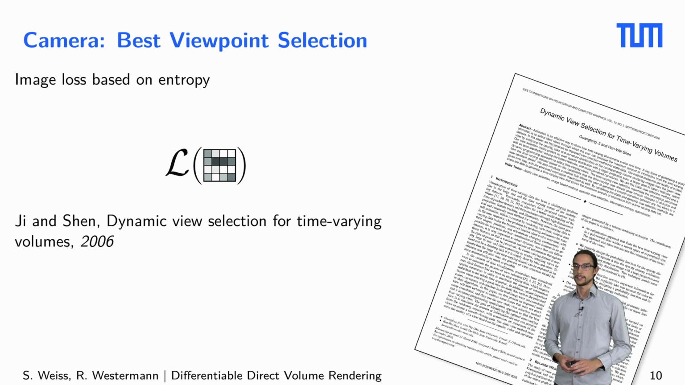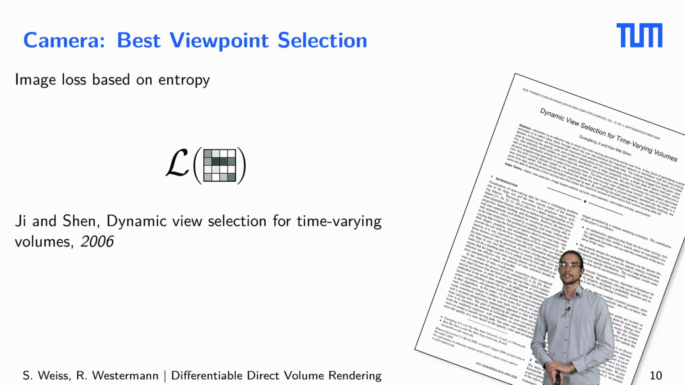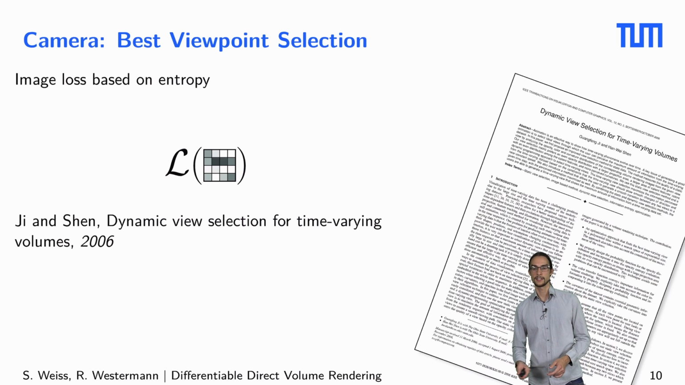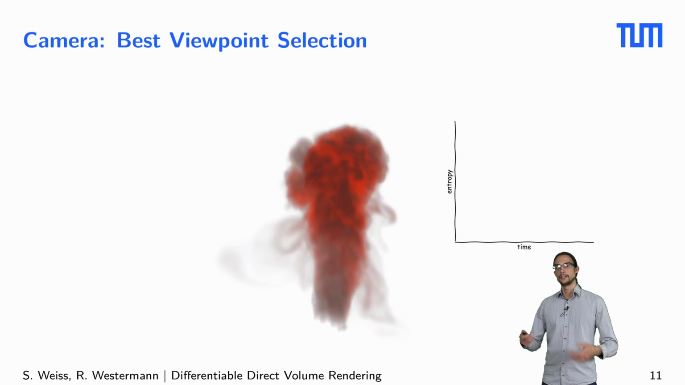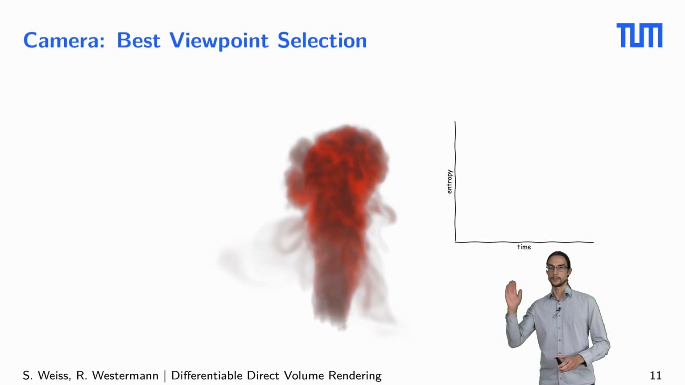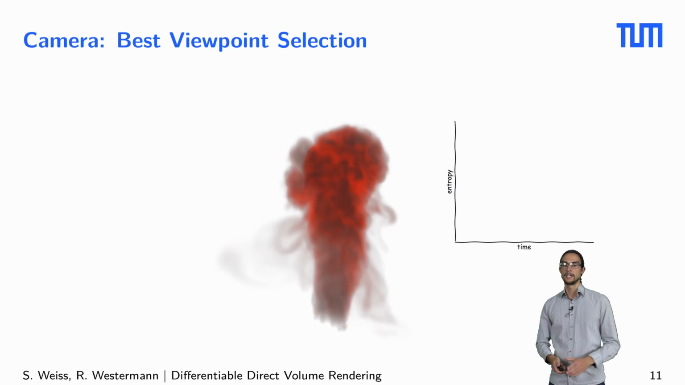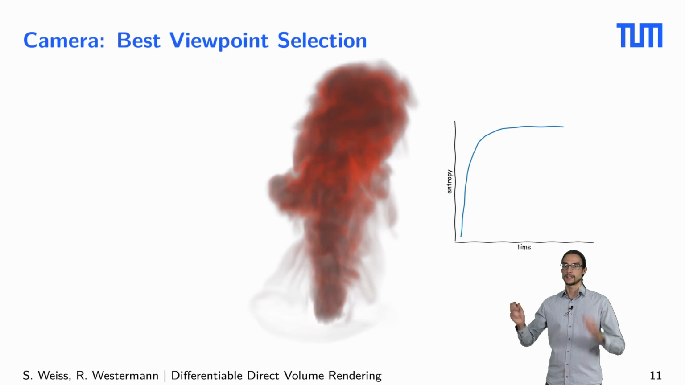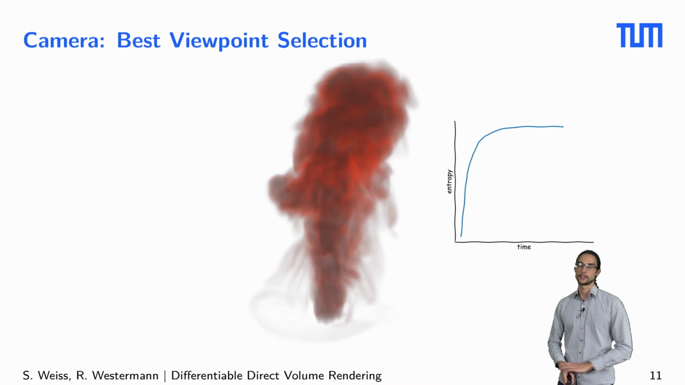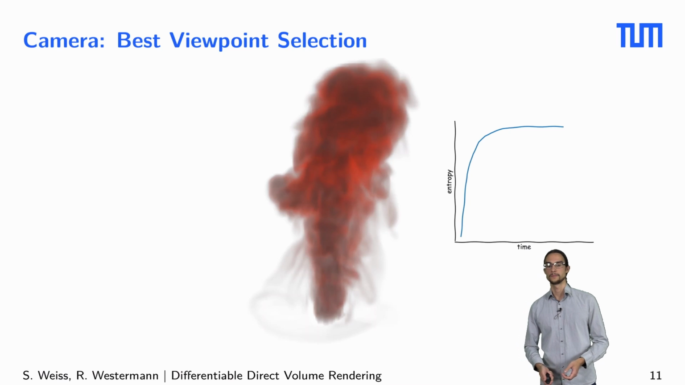For the camera optimization, we show the application of best viewpoint selection. So given an image loss, we use the entropy loss by Yi and Shen from 2006. What is the view that maximizes this entropy? Here you can see the initial situation, the plume is tilted to the back, and let's run the optimization. One can see that the camera shifts to a perspective where the plume is viewed up front, and this is much more optimal for the entropy.